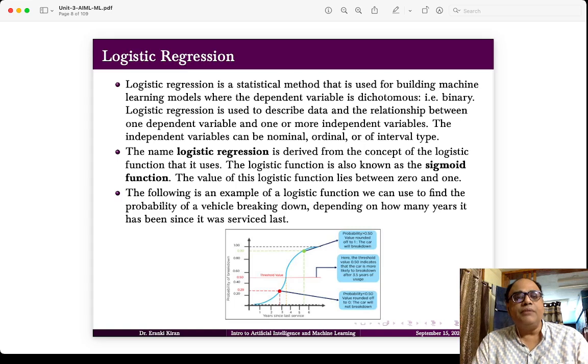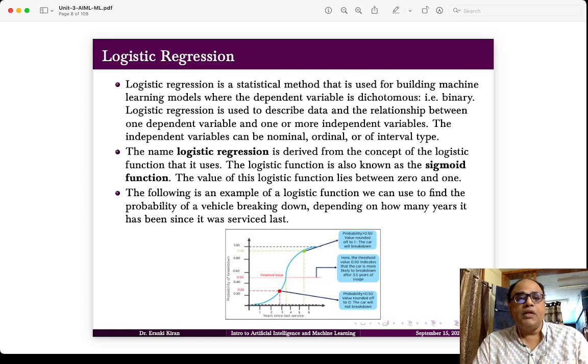So if the data is showing this kind of dichotomous representation, it is used. In those kinds of scenarios, logistic regression is more suitable, because the relationship between one dependent variable and one or more independent variables can be drawn, and the independent variables can be nominal, ordinal, or interval type data. So logistic regression is also otherwise called a sigmoid function, because the representation of the logistic function appears like a sigmoid curve, and the value also lies between 0 and 1.